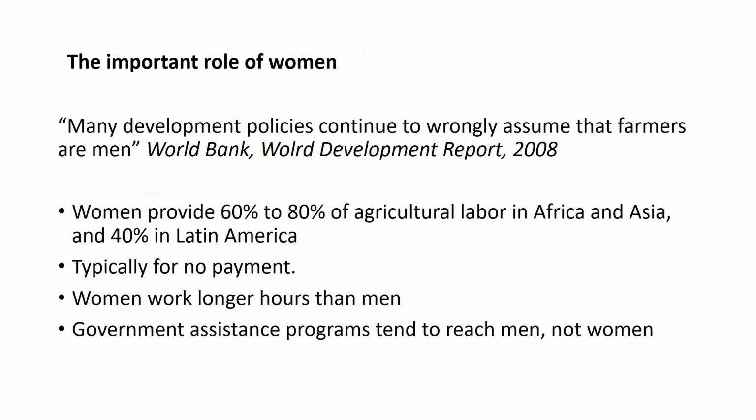Another important point to keep in mind when we're thinking about farmers is that more and more, for example in places like India, where a lot of the male figures in the household have moved to a city for a wage job, most of the farmers are women. Women provide 60 to 80% of agricultural labor in Africa and Asia, and about 40% in Latin America. Typically, they do so for no payment. They work longer hours than men. And as we talk about urban bias in government assistance programs, there's also a male bias. There's this idea that farmers are men when really most farmers are women.